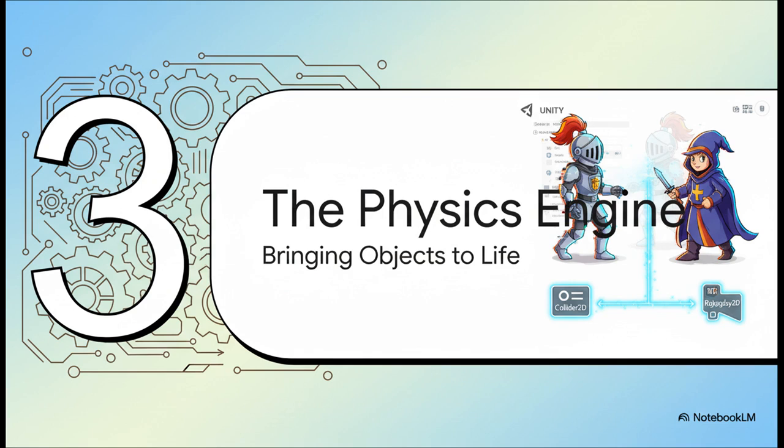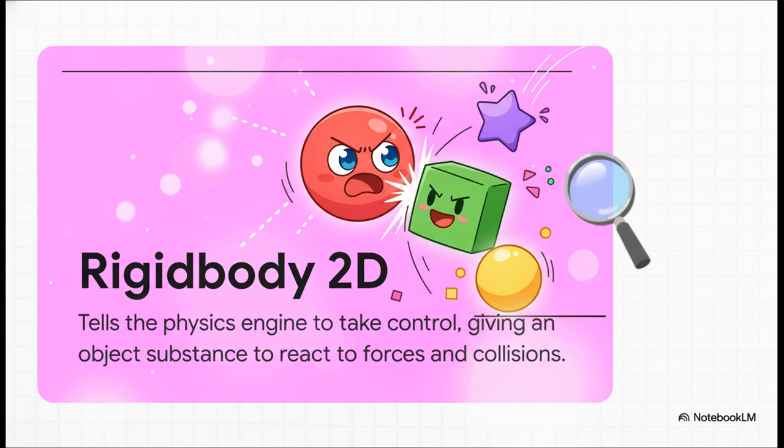So we've given our objects these invisible boundaries, but that's really only half the battle. If you were to hit play right now, you'd notice they still pass right through each other. So what gives? Well, it's because we haven't actually told Unity's physics engine to pay attention to them yet. We need one more component to really bring them to life. And that missing piece is called the rigid body 2D.